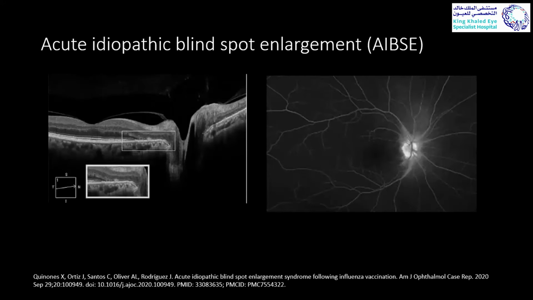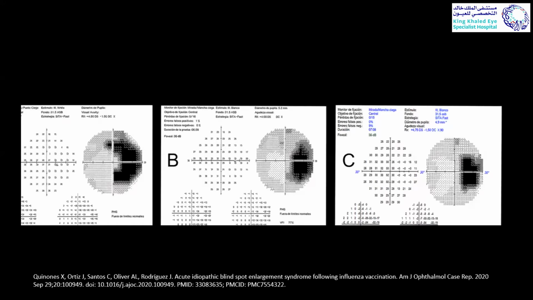But the OCT and autofluorescence are very characteristic. You can see the outer retinal loss just around the optic disc, and the autofluorescence and fluorescein angiography will demonstrate that the lesion is only localized around the optic nerve. And when you do the visual field test, you will see the enlargement of the blind spot that improves with time.